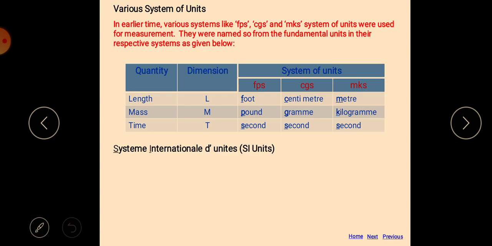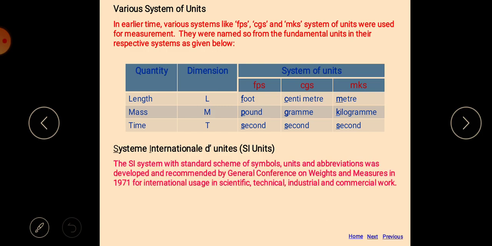Now, what is the SI system of units? सिस्टम इंटरनेशनल डी यूनिट्स, ये फ्रेंच में है, इसको शॉर्ट फॉर्म में हम लोग SI सिस्टम ऑफ यूनिट्स कहते हैं. तो SI यूनिट्स, the SI system with a standard scheme of symbols, units and abbreviations was developed and recommended by General Conference on Weights and Measures in 1971 for international uses in scientific, technical, industrial and commercial work.